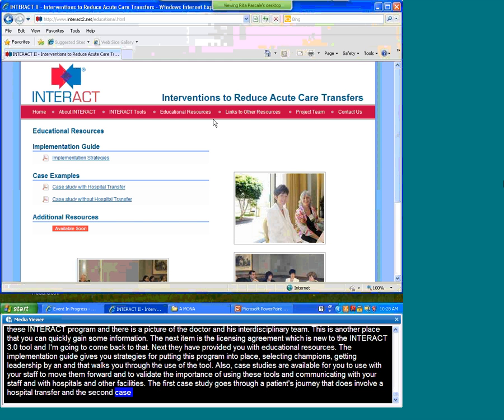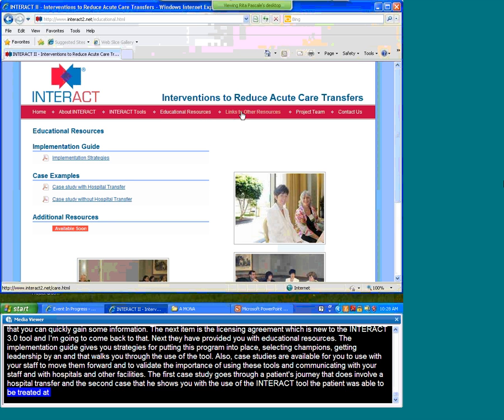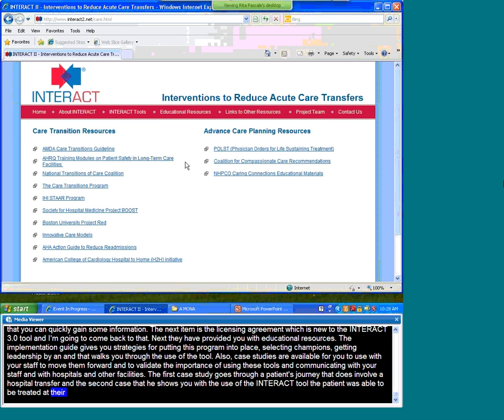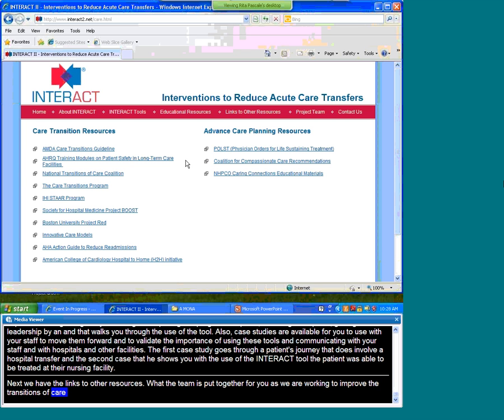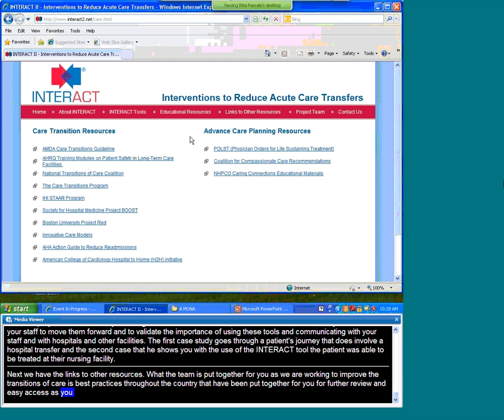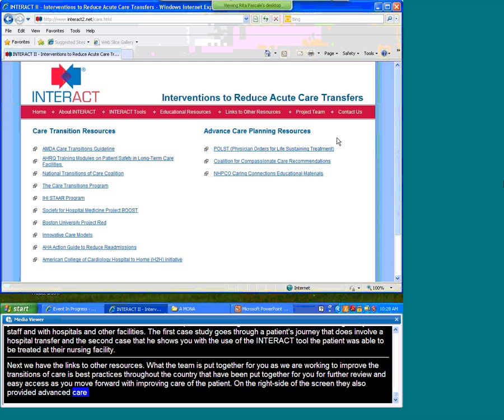Next, across the red banner, we have the links to other resources and what the team has put together for you as we're all working so diligently to improve the transitions of care: best practices throughout the country that have been put together for you for your further review and for your easy access as you move forward with improving care of the patient. So on the right side of the screen, they also provide advanced care planning resources, which we will go into more detail at the April webinar, but you're certainly free to look at it for yourself at any time.